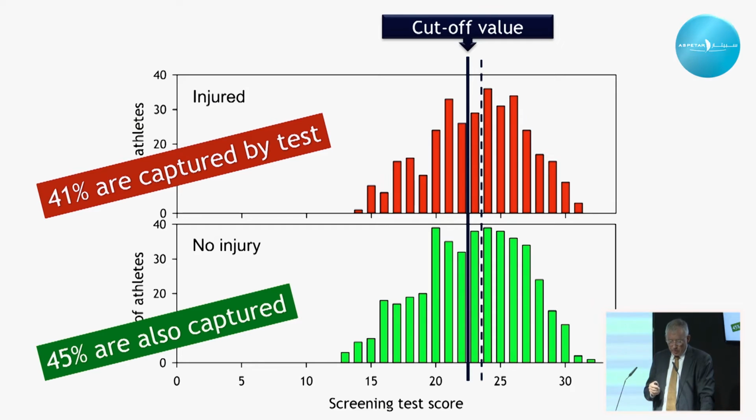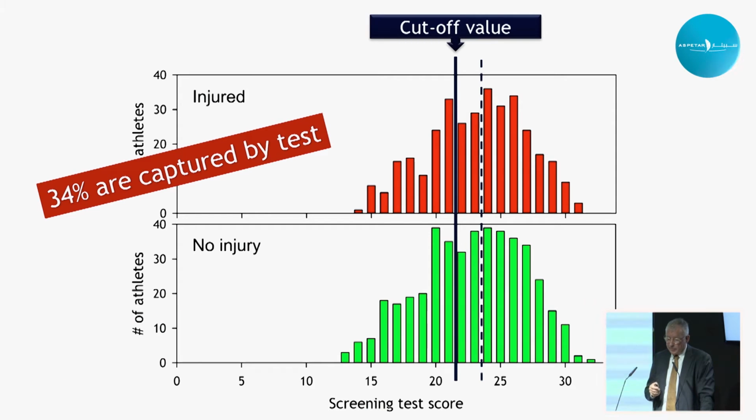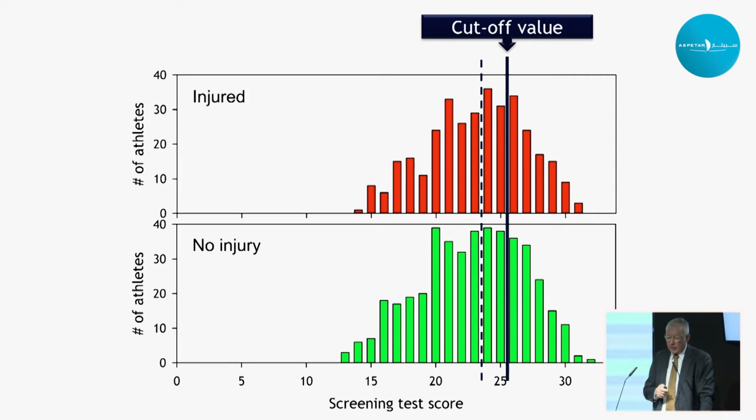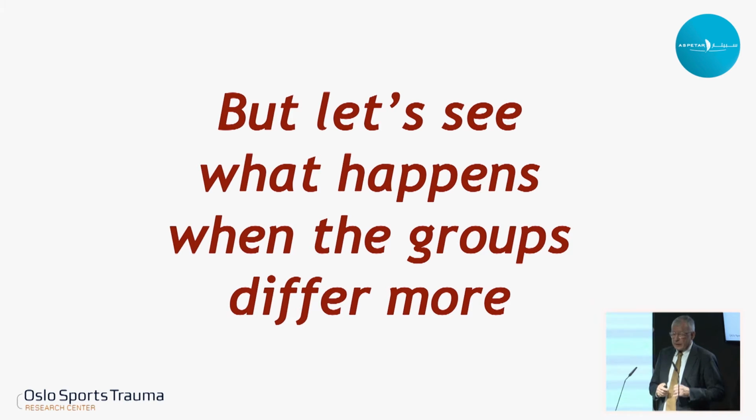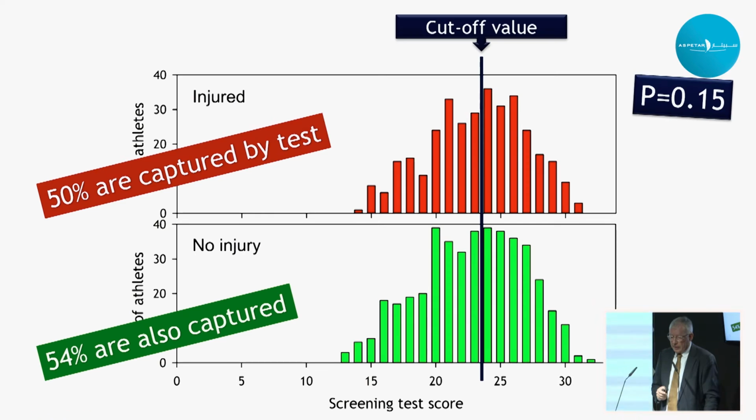We can move it even lower. The same thing will happen. The same proportion is captured in both cases. And we can move it up and you get it. We'll still capture the same proportion of athletes as being at risk. But let's see then what happens when the groups differ more. So obviously there was no difference between the two groups in their mean value on this screening test. So this is the starting point.